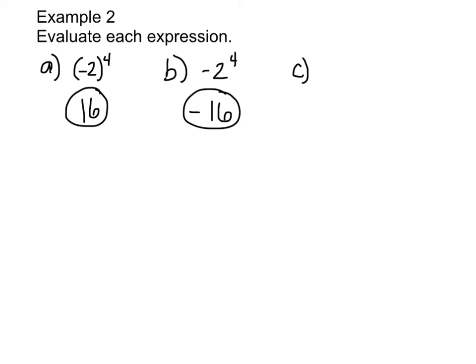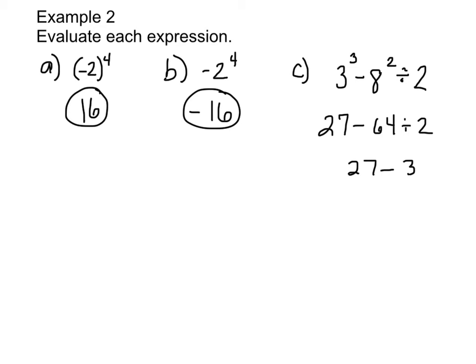C. 3 to the 3rd power minus 8 squared divided by 2. I mean, this is just simple order of operations. So 3 to the 3rd power is 27, minus, we're not taking the negative squared, so this is minus 64 divided by 2. Obviously, we follow order of operations, so 27 minus 32 will give me an answer of -5. Should be fairly easy.